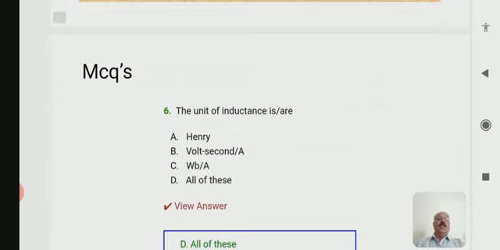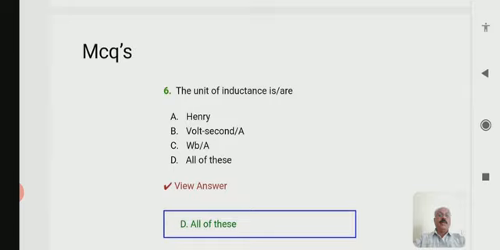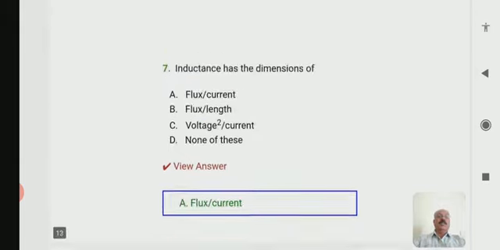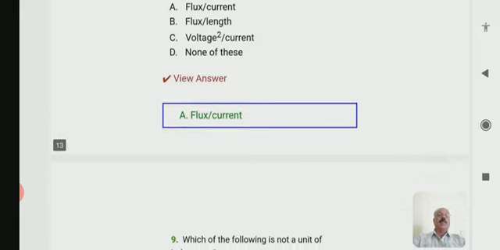Here you see some multiple choice questions. The unit of inductance is: Henry, volt second per ampere, Weber per ampere, all of these. The answer is all of these. The second question: inductance has the dimensions of flux per current, flux per length, voltage square per current, none of these. The answer is flux per current.